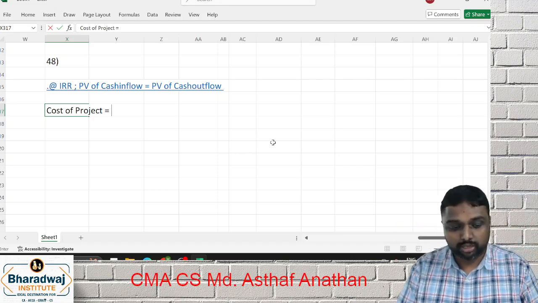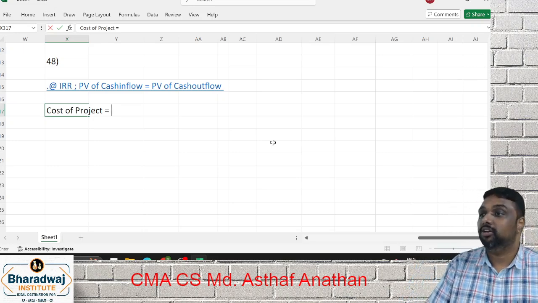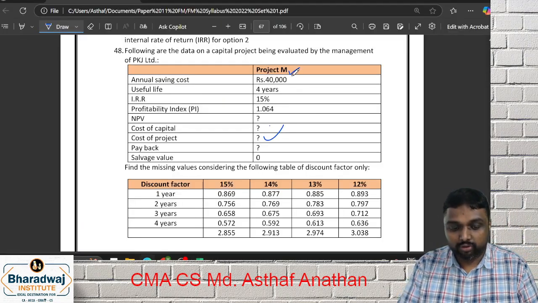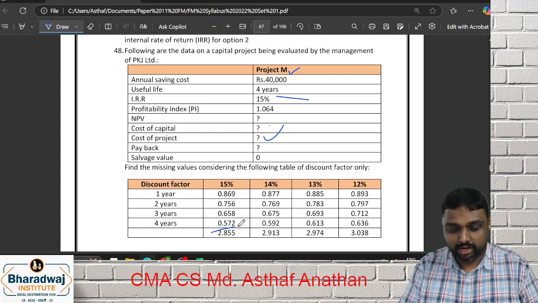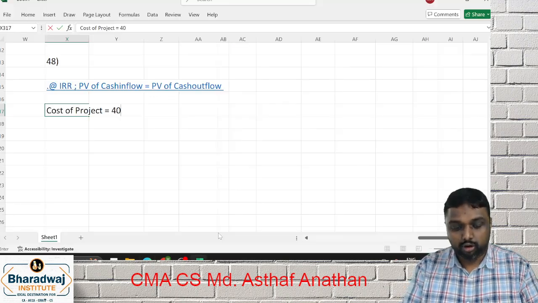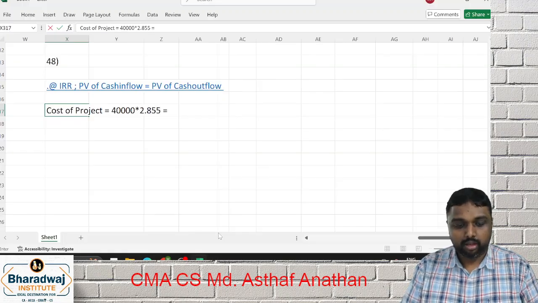So what is the cost of the project? You know, every year same cash flow. Cash flow into annuity factor, only inflow. So your cash flow is 40,000. IRR is 15, so 15% is what annuity factor? So you have to do 40,000 into... you will get what?